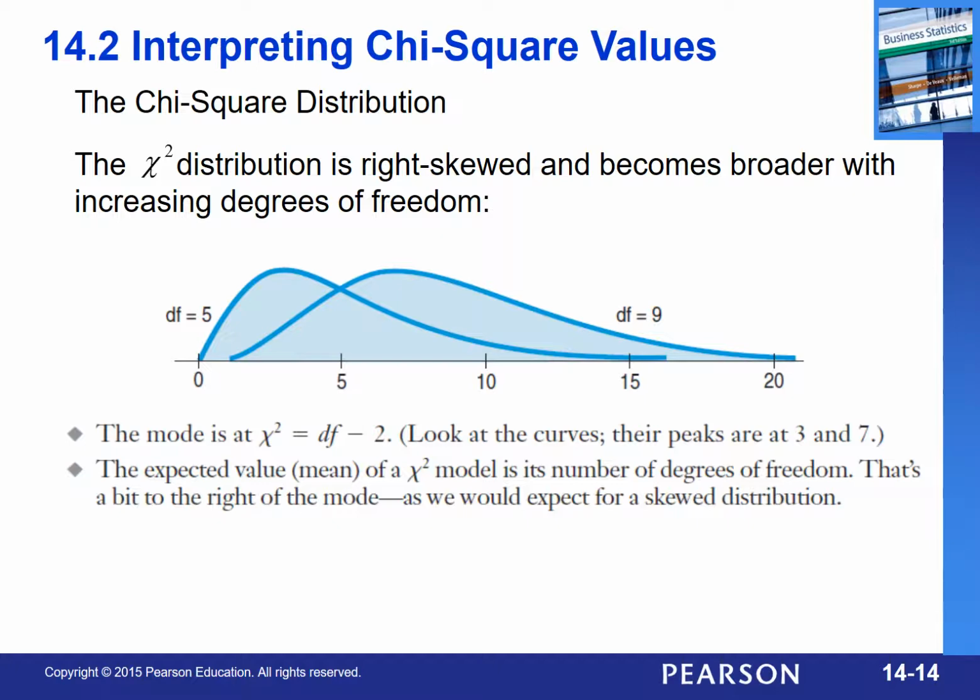With the goodness of fit, you do number of cells minus 1. For some of the other ones we're going to do, it's different. There you go. I explained it.